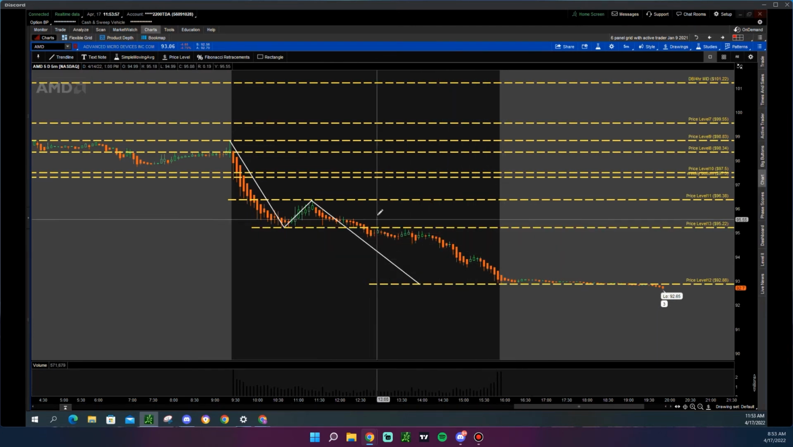So what most people do on ABCD patterns is they short this side here to the D, and then if they get a chance, they'll buy the D and go up. I'm just telling you what most people do. I'm not telling you what you should do, but this is how most people play intraday ABCDs.